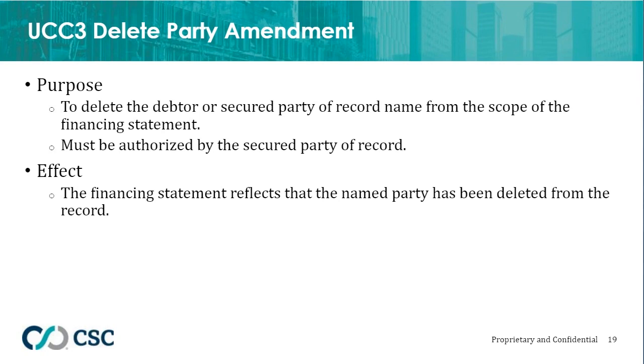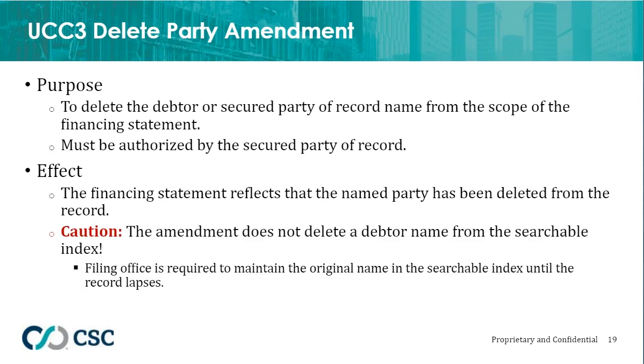So if a secured party is deleted, it means that the secured party's interest is no longer perfected by the financing statement. If a debtor is deleted, that means that the debtor is no longer within the scope of the financing statement. So the name of the party named is deleted from the scope of the financing statement.